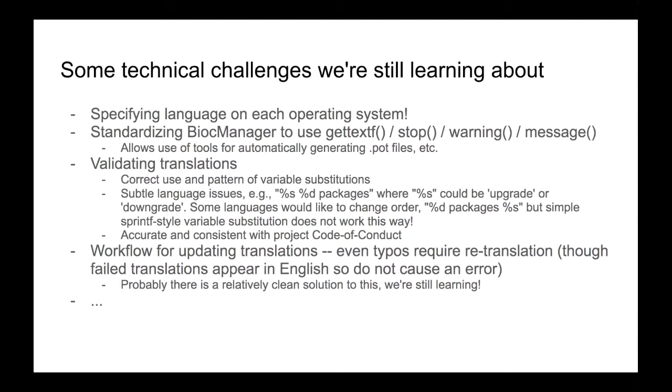But in some languages, particularly Japanese, you'd like to reorder the subject, object, verb sequence. And so you'd like this translated as %d packages, %s, 5 packages, upgrade. But that's not the way that simple sprintf style variable substitution works. You have to use fancier positional syntax. And probably the solution is to stick to simpler error messages.